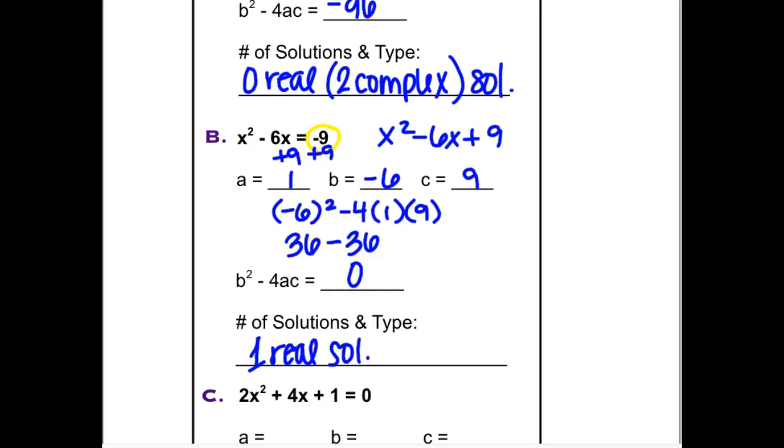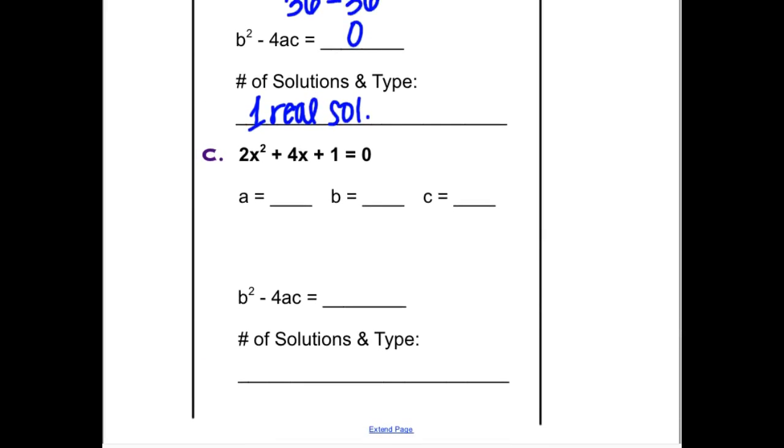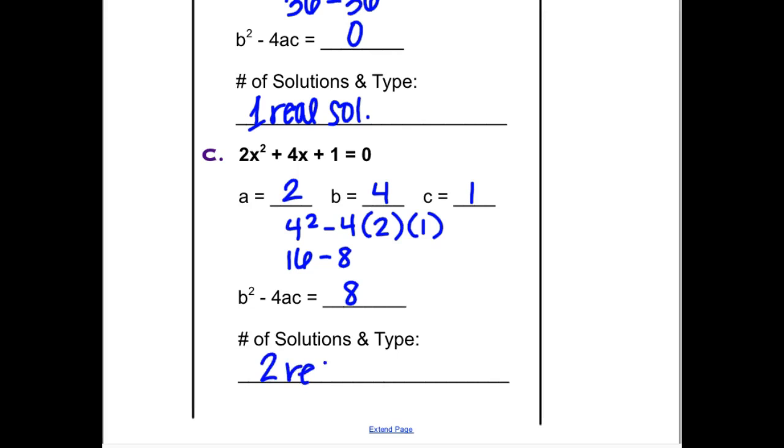All right, last example I got for you. This is a real quick lesson today. We got 2x squared plus 4x plus 1. A is 2, B is 4, C is 1. When I do b squared minus 4 times a times c, 4 squared is 16, 4 times 2 is 8, times 1 is 8, so minus 8. This is positive 8. That means I have 2 real solutions.